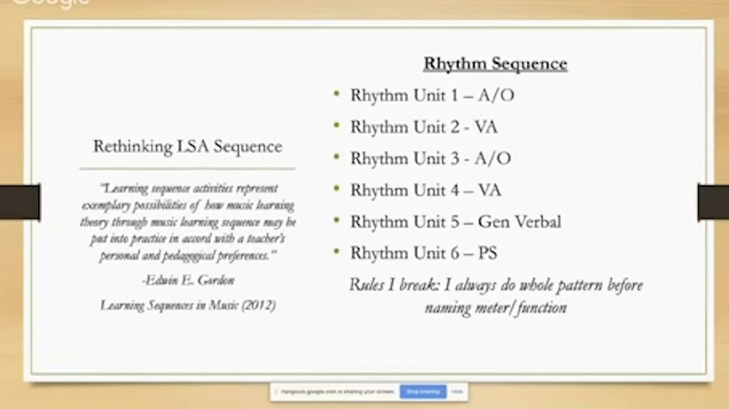Because truthfully, solfège is just a tool. We use it when we need it, and then we don't use it when we don't need it. And then rhythm unit 6 is a partial synthesis unit, and it is lovely. I love partial synthesis, and we're going to talk about it a lot in a little bit. So my big rule that I break here is that I do whole pattern before meter and function.